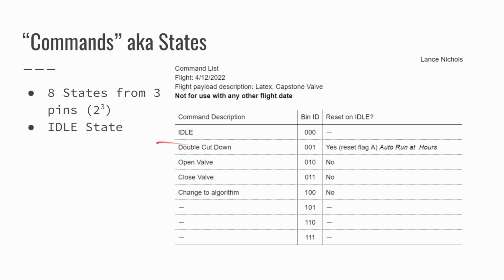For example, with the cut down, once the cut down is sent, it's not going to just cut down over and over and over. It's actually going to cut down once and then stop. If you want to cut down again, you can reset it by sending the idle. And then once the idle is received, you can send cut down again. You can't just send cut down and expect it to go over and over, because that's not what's going to happen.